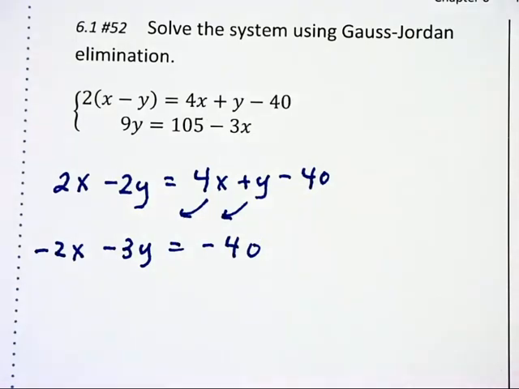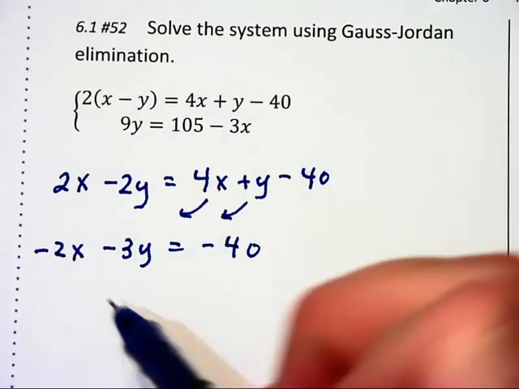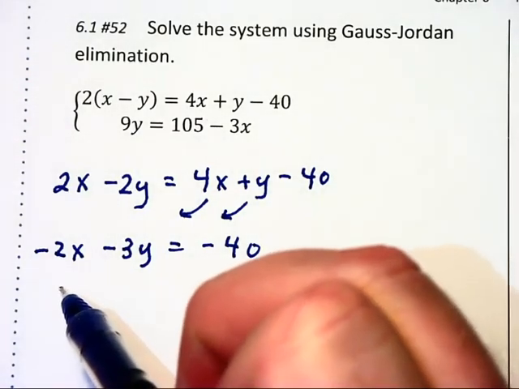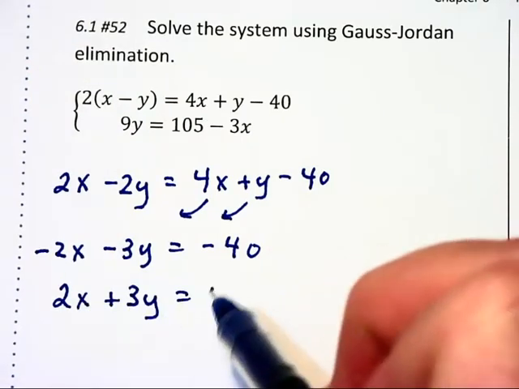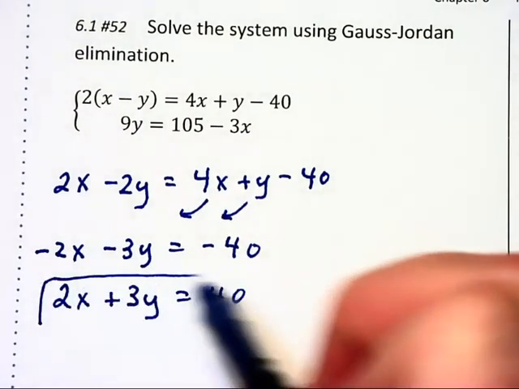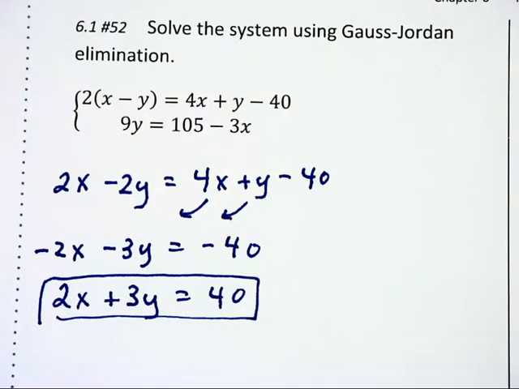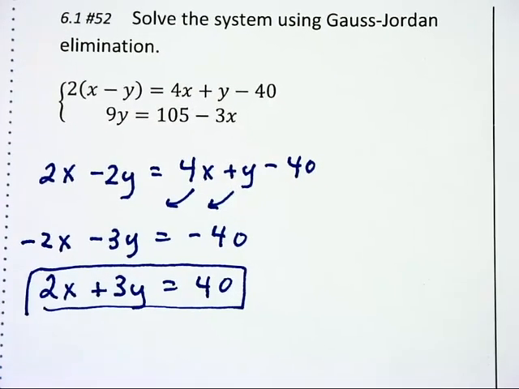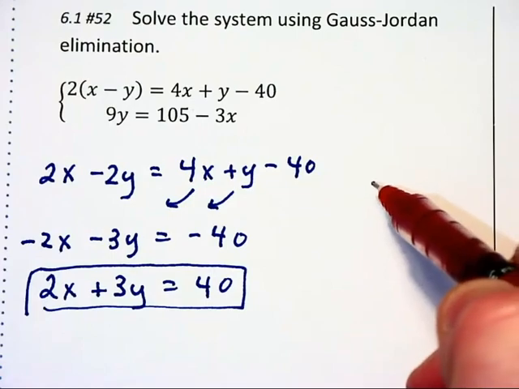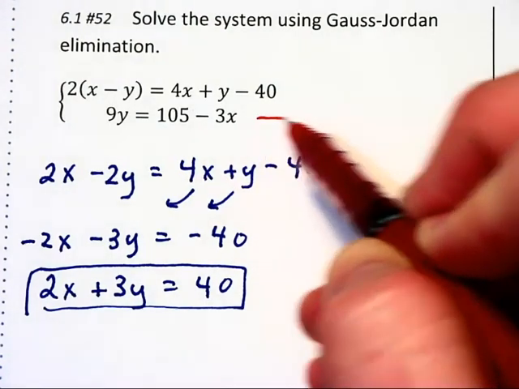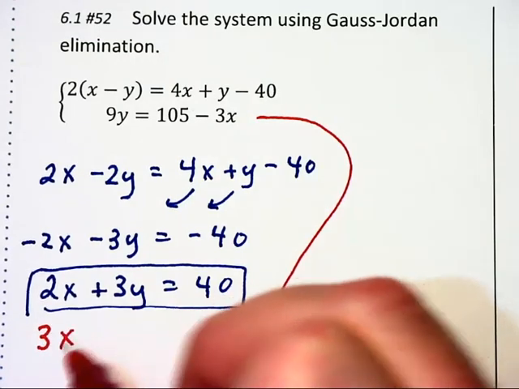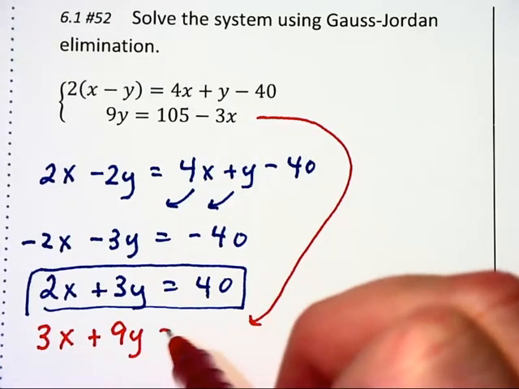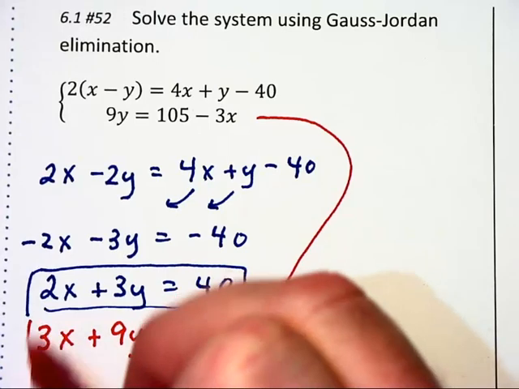And I really don't like all those negatives, so I'm going to multiply through by negative 1 and get 2x plus 3y equals 40. So there's my first equation. The second equation, I guess all I have to do is a little bit of rearranging here. If I add the 3x to both sides, I'm now going to have 3x plus 9y equals 105.